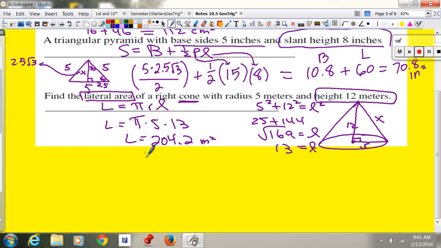Again, you don't have to find the base on that one. It just asks for lateral area. If it asks for the base, you would just do pi times 5 squared, and you'd have your base. All right, that is it.